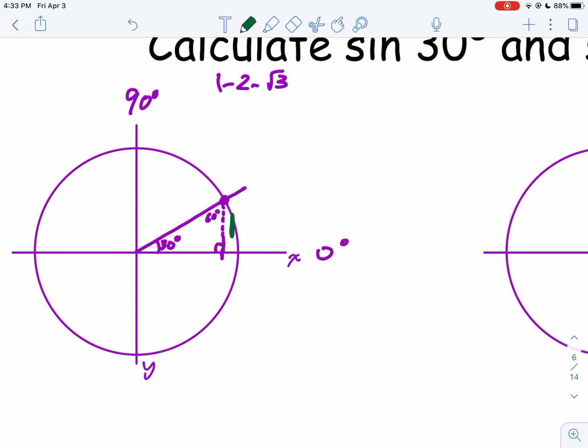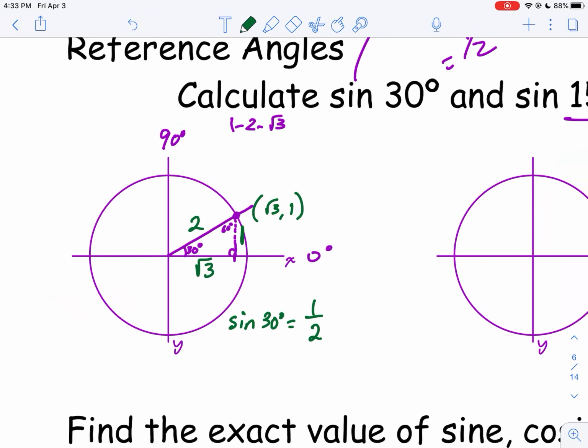1 is going to be on the short side, 2 is the hypotenuse, square root of 3 is here. The one thing you want to think about is the positive and negative signs. So in this quadrant, x is square root of 3, y is 1. So the sine of 30 degrees is opposite 1 over the hypotenuse 2.